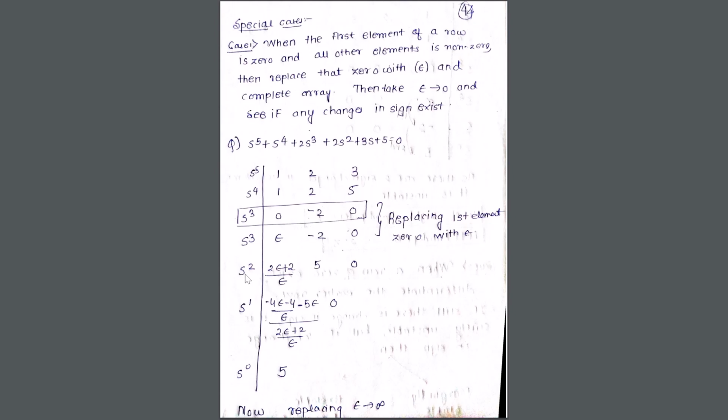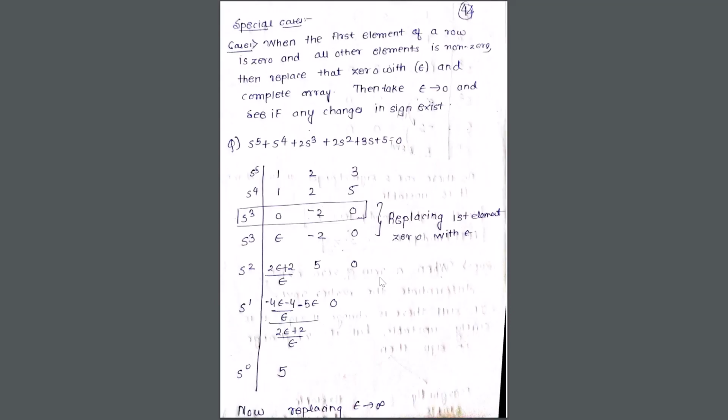Now find out s square. What is s square given as? Minus of 2 epsilon plus 2, because minus of minus 2 upon epsilon. Similarly, it is 5 into epsilon minus 0 upon epsilon, which is 5. In such a way, you can find out the entire Routh table. I hope I'm very clear. I have explained how to find a Routh table from this particular method.